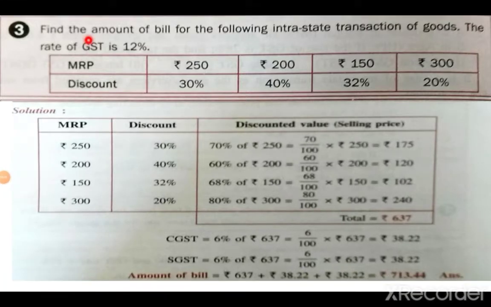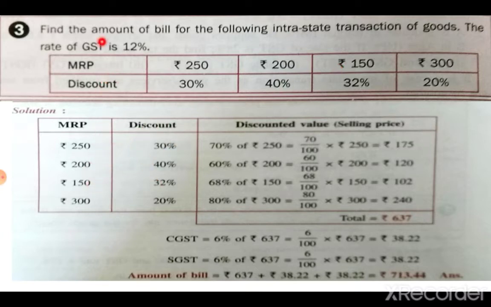Next sum. Find the amount of bill for the following intrastate transaction. Intrastate transaction means that we have to find CGST and SGST, and the transaction is within the state. The rate of GST is 12%, that means we have to do 6% CGST and 6% SGST. Now this format is in horizontal format, so we have to convert it into vertical like this.